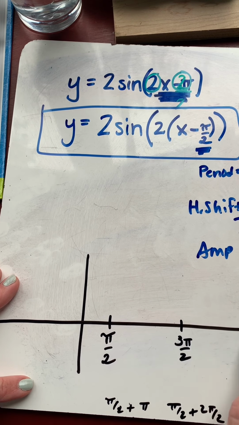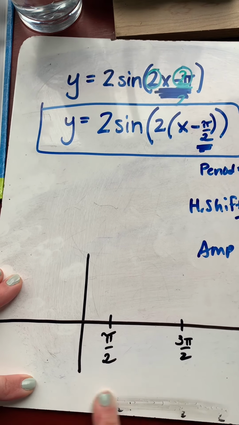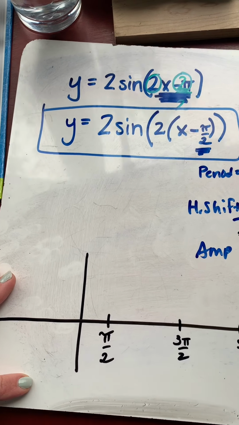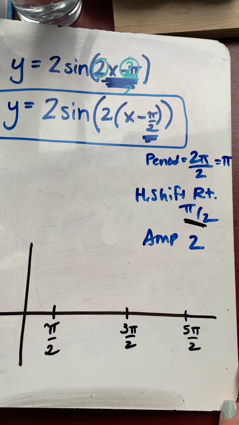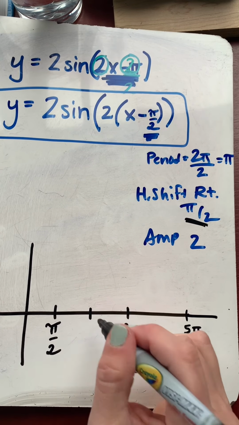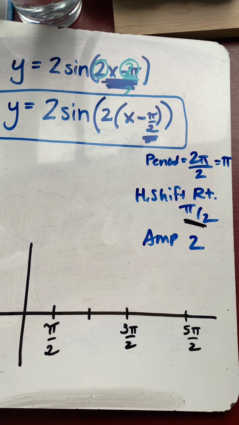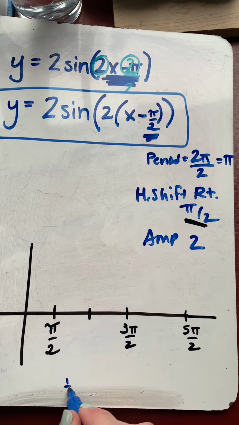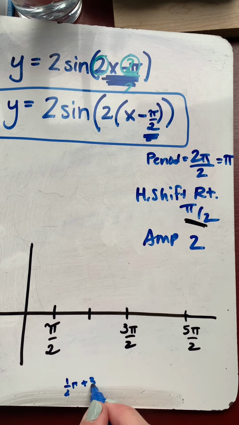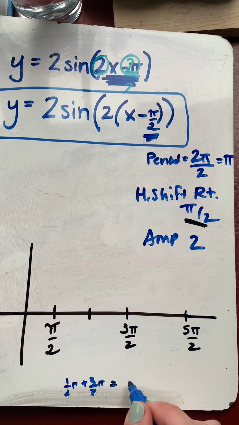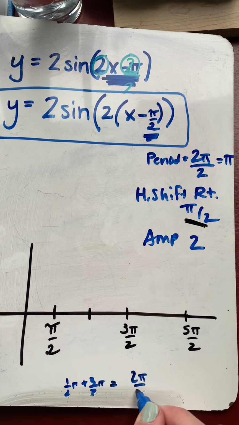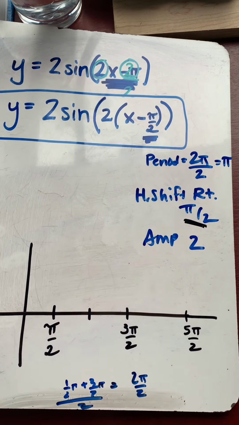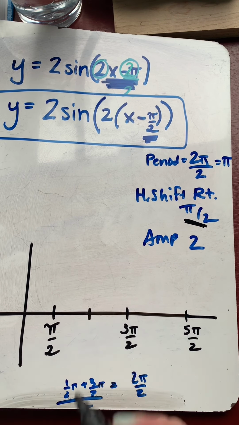Let's get one more period. So let's add on another pi. And I'm going to end that one at 5 pi over 2. So there's 2 periods worth of endpoints. And now I need to get what comes in the middle. So if I'm going to find out what comes halfway between pi over 2 and 3 pi over 2, remember I'm adding these up. So 1/2 pi plus 3/2 pi is 4/2 pi, which is 2 pi, divided by 2. So the halfway point is pi.